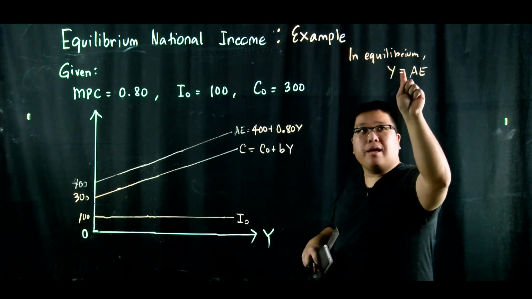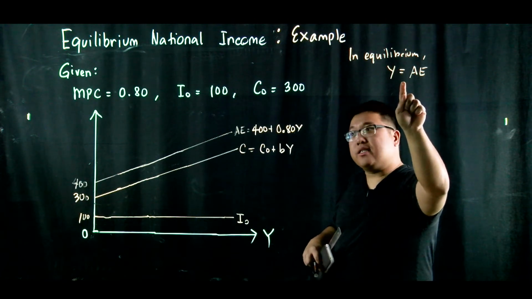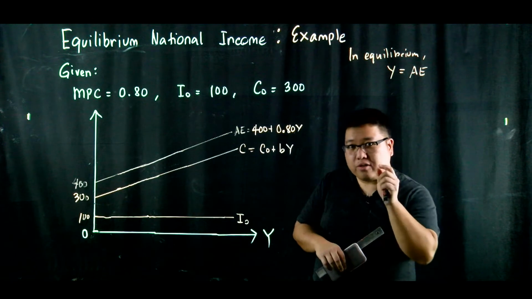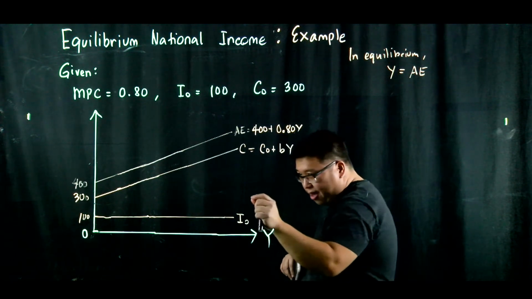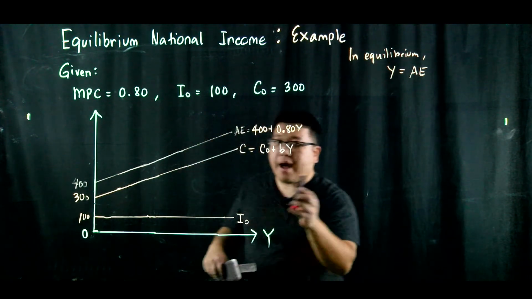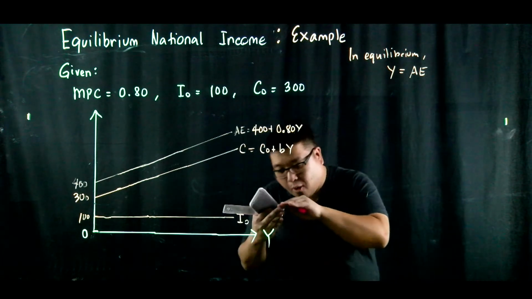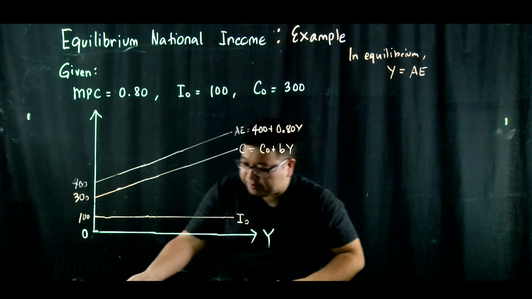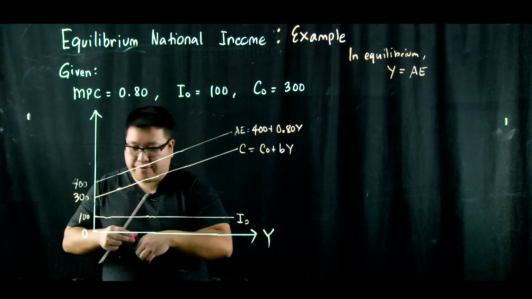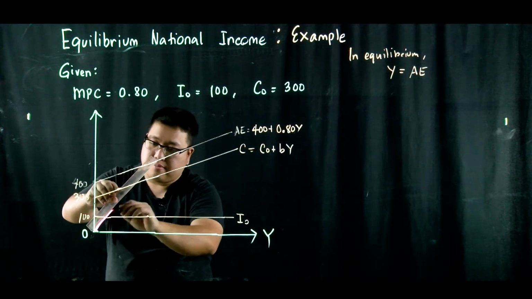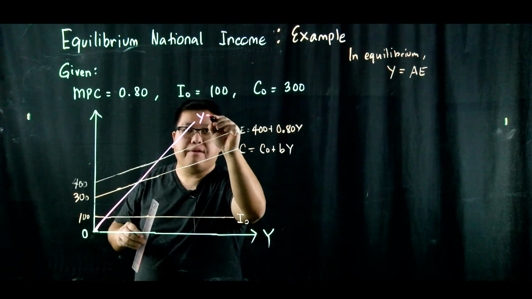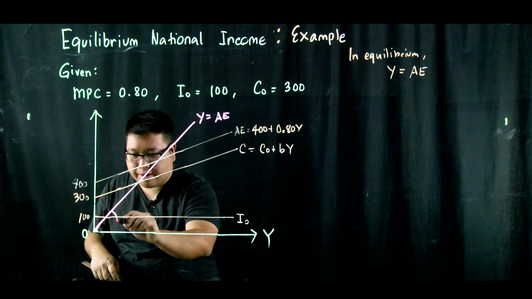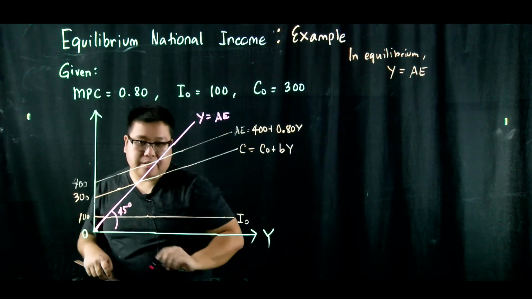But how do we express this in the graph? Well, what we need to do is the following. We need to sketch a 45-degree line. Why is that? Because at all points on that 45-degree line, Y equals AE. So we're going to sketch the 45-degree line. And we know at the 45-degree line, Y equals AE. So I'm going to have here 45 degrees.